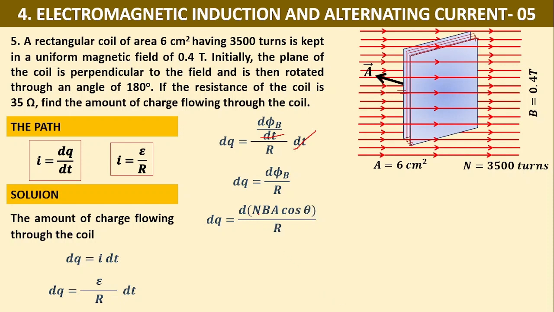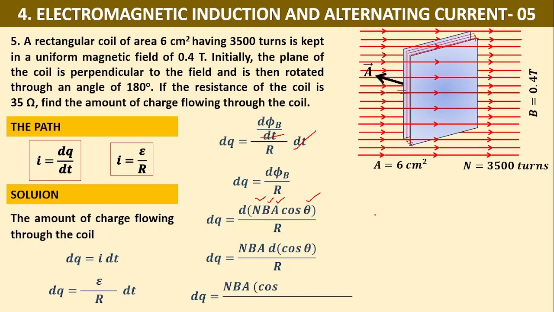In this particular case, N is constant, B is constant, A is constant. The change happens only in the theta term, right? So what is the change in the angle? It goes from 0 to 180 degrees. Let us write that in the next step: dq equals NBA times the difference in cos theta, divided by R. The difference in cos theta is the final part, cos 180, minus the initial part, cos 0, divided by R.